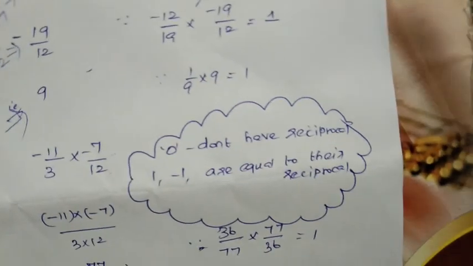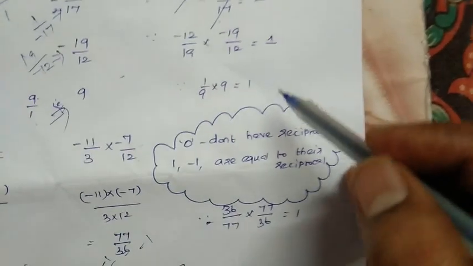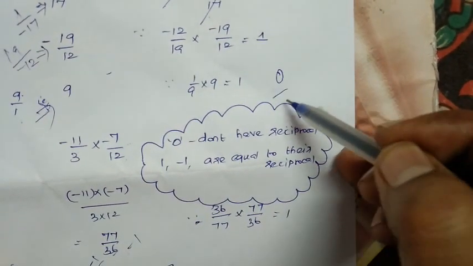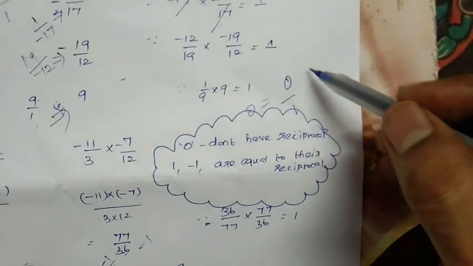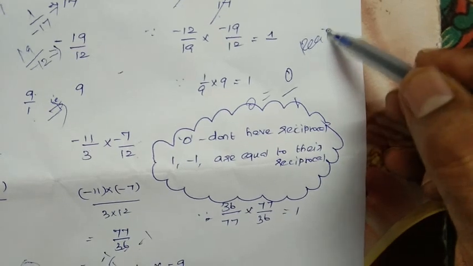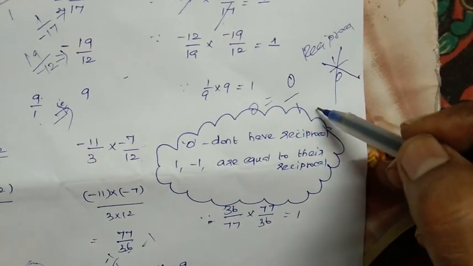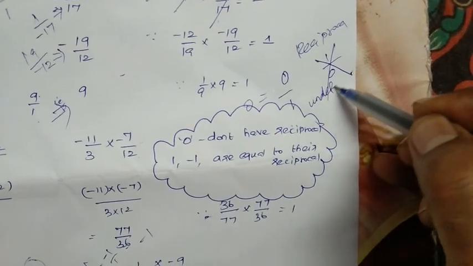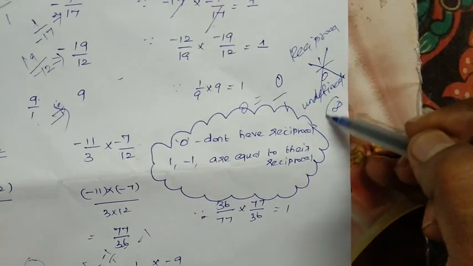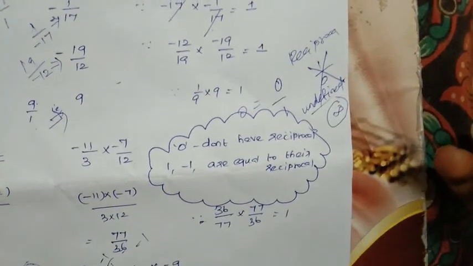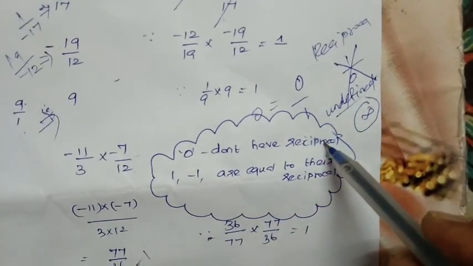Now, 0 doesn't have any reciprocal, because we can write 0 as 0 by 1. Now the reciprocal would be 1 by 0. Any number divided by 0 is called infinite, so it is undefined. That's why 0 doesn't have a reciprocal.